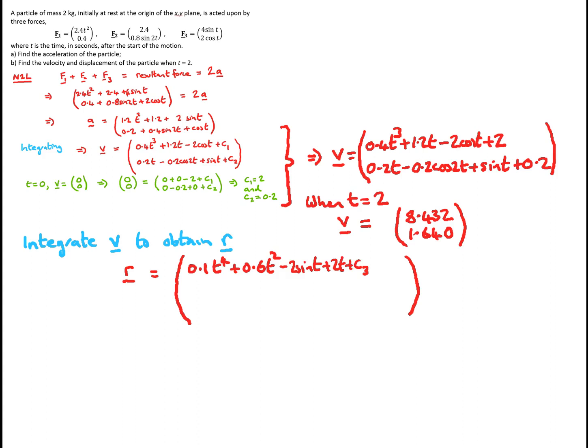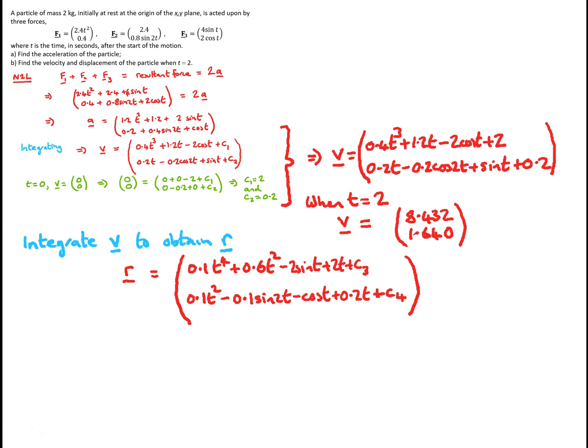And then we also integrate the y component of the velocity, which was 0.2t minus 0.2 cos 2t plus sine t plus 0.2, which integrates to 0.1t squared minus 0.1 sine 2t minus cos t plus 0.2t plus a constant.